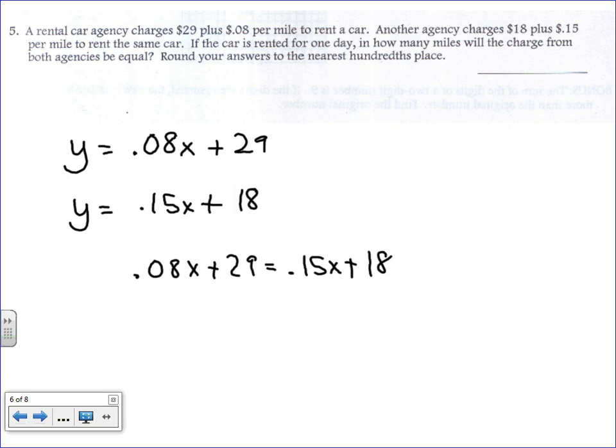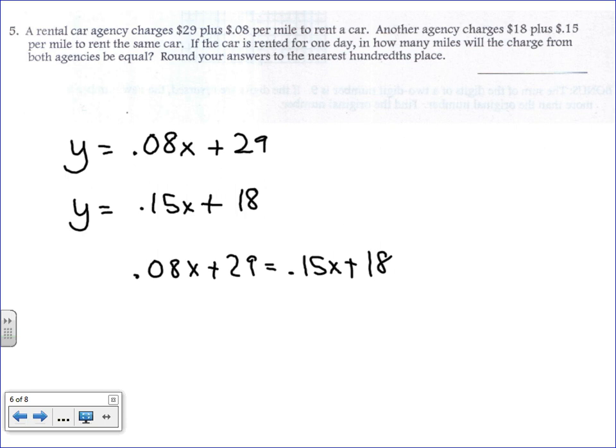Does anybody remember what that property was? Begins with a T. Transitive. That's right. Transitive property. The transitive property says that we can set these two things up equal to each other.